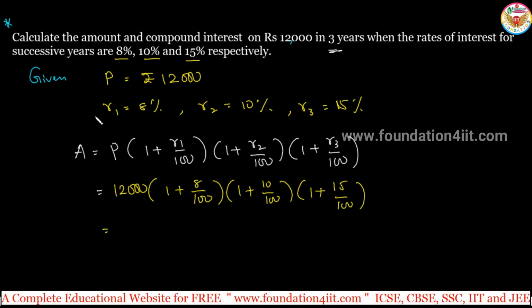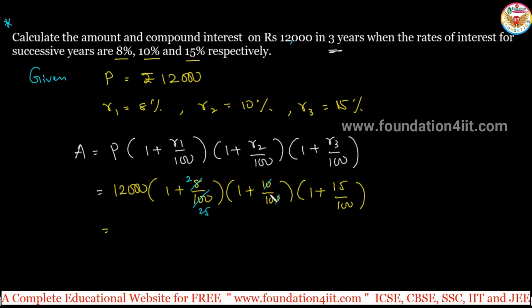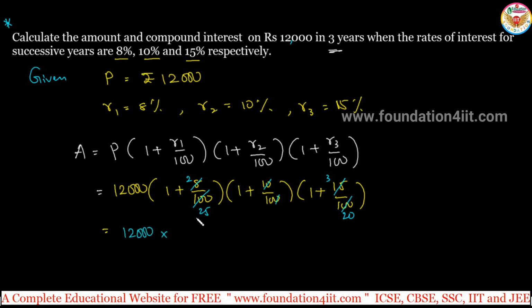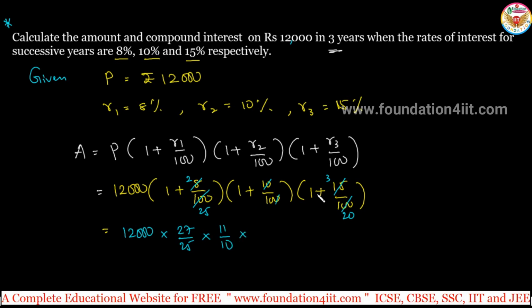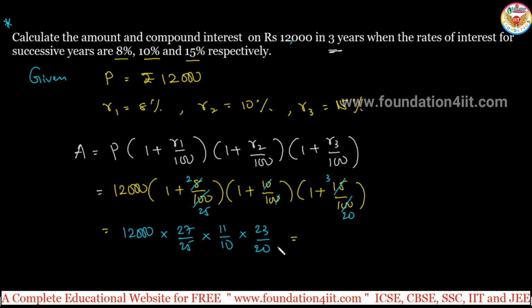Individually you can calculate or you can simplify inside the term. 8 by 100: 4 2s are 8, 4 25s are 100, so it is 2 by 25. And 10 by 100, zero zero cancel, 1 by 10. It's also 5 table: 5 3s are 15, 5 20s are 100. So finally 12,000 into 1 plus 2 by 25, which is 27 by 25 by LCM. 1 plus 1 by 10 is 11 by 10. 1 plus 3 by 20 is 23 by 20. Now you can calculate this completely.